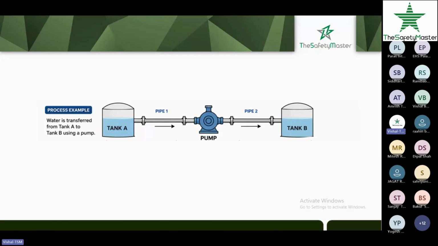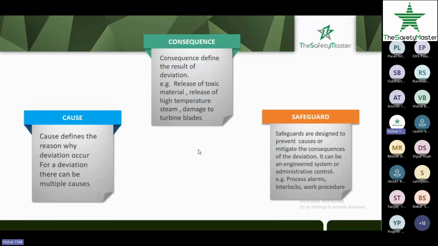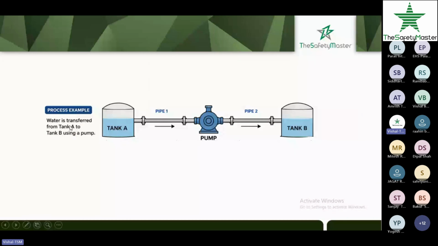Now tell me, we have the column here as cause. Cause means the reason for the deviation to happen. Here we have considered the deviation as no flow of water from tank A to tank B. Why? The why part we have to write in cause. What are the possible reasons? One can be that your tank is empty. If the tank is empty, then a no flow scenario is possible here. Then failure of the pump can be another reason for no transfer of water to tank B.